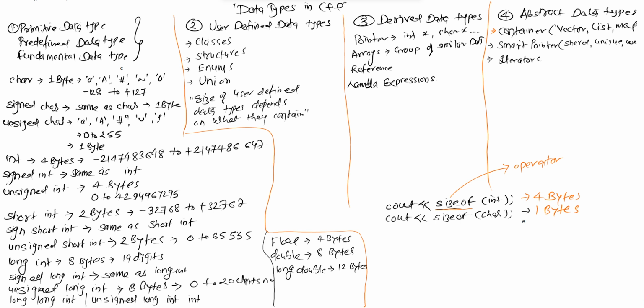So like this, you can find the size of any data type, whether it is primitive, user defined, derived or abstract. It's easy. It's a very basic feature of C++ to find the size of different data types. So let's make a small video. In the previous video, I could not show you how to compile the code on the Linux operating system, so I'll be doing that today.